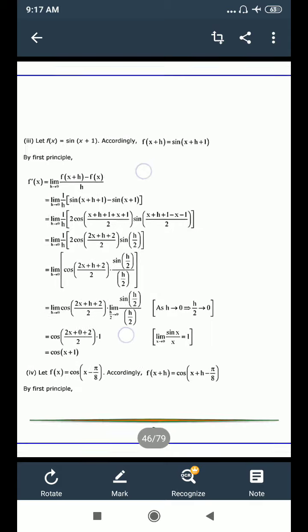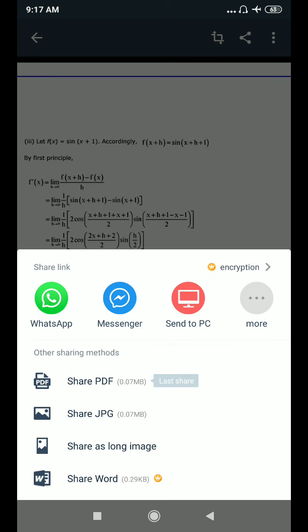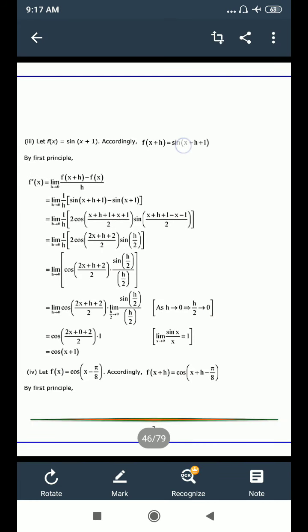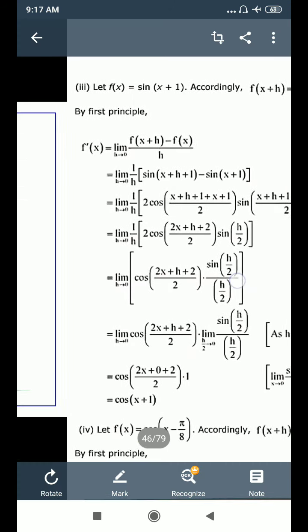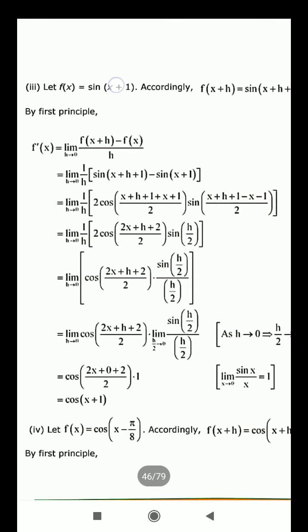Next one is: f of x is sine of x plus 1. If you want to get f of x plus h, that will be required. So f of x plus h will be sine of x plus h plus 1. Replace in this x by x plus h. So f dash x is f of x plus h minus f of x divided by h. So put the value of f of x plus h as sine of x plus h plus 1 and f of x as sine of x plus 1.